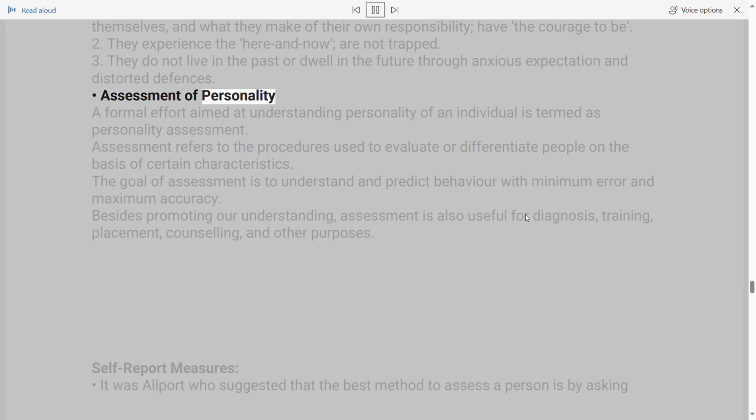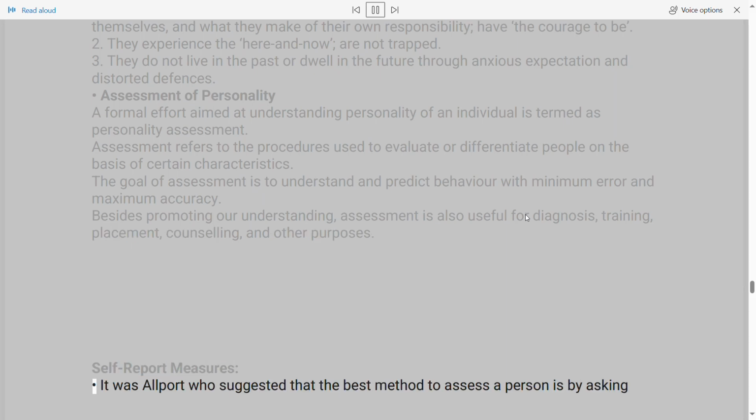Assessment of personality. A formal effort aimed at understanding personality of an individual is termed as personality assessment. Assessment refers to the procedures used to evaluate or differentiate people on the basis of certain characteristics. The goal of assessment is to understand and predict behavior with minimum error and maximum accuracy. Besides promoting our understanding, assessment is also useful for diagnosis, training, placement, counseling, and other purposes.